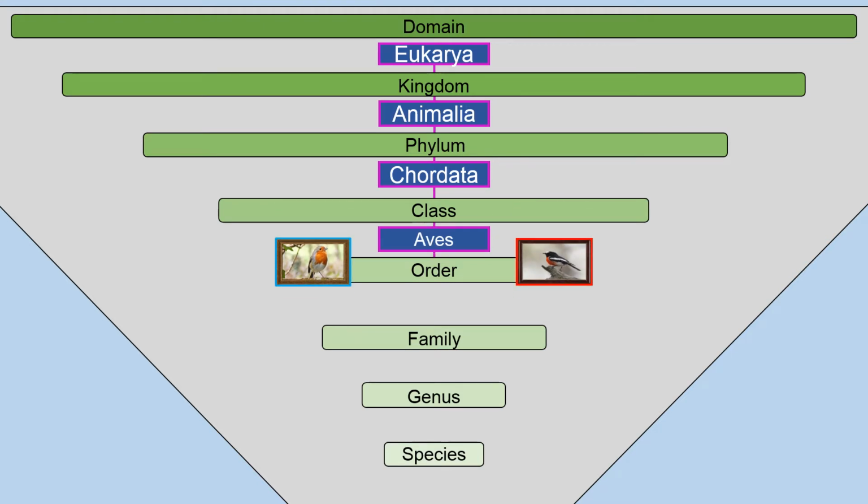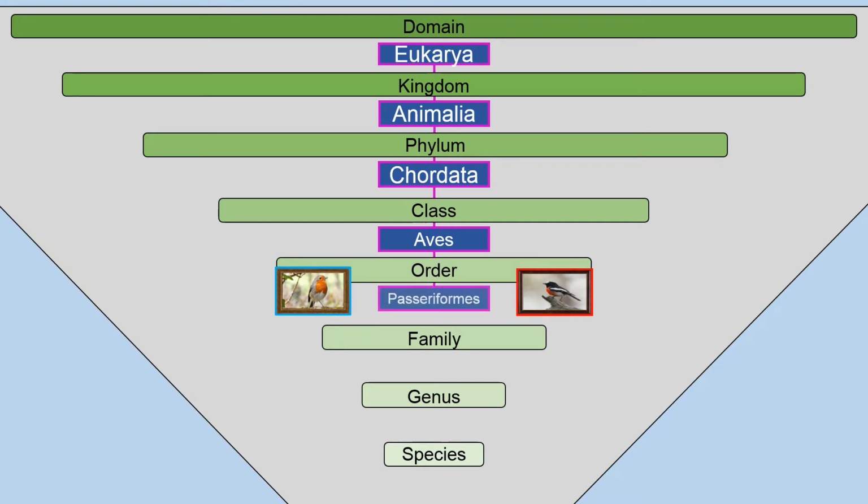Next is the taxon order. Both birds belong to the order Passeriformes. This order includes more than half of all known birds and is the most diverse order of all terrestrial vertebrates. Birds are placed within this order if they have 3 toes pointing forwards and 1 toe pointing backwards. This allows them to perch, and is why Passeriformes are known as the perching birds.